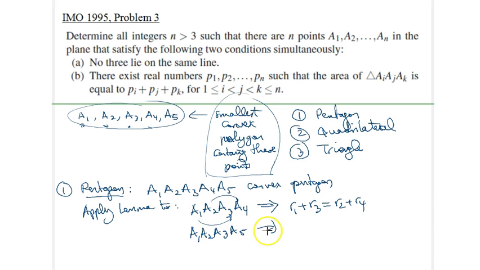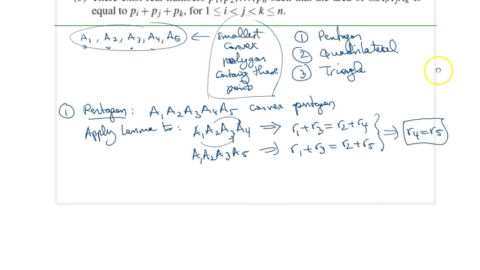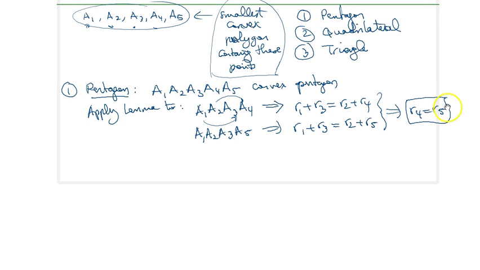In a similar way, I'm going to apply the lemma to the quadrilateral A1, A2, A3, A5. In that case, we have that R1 plus R3 is equal to R2 plus R5. But wait a second, combining these two results establishes that R4 is equal to R5. Now, let me open some new space and try to establish why this leads to a contradiction.